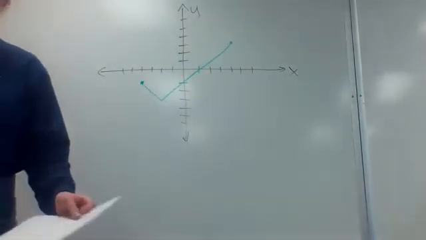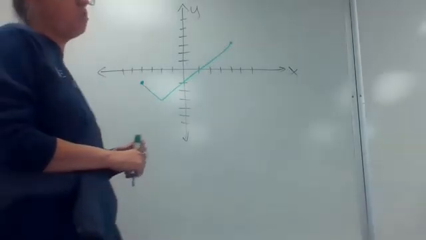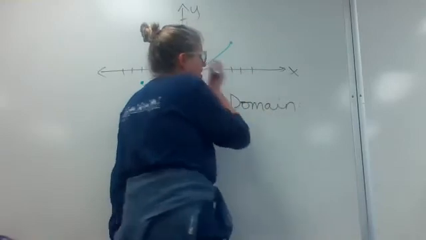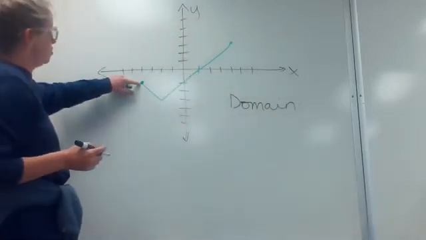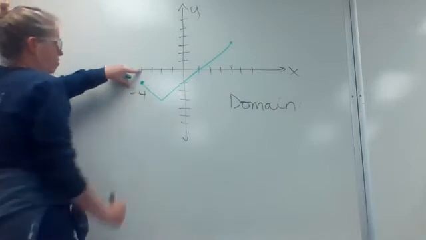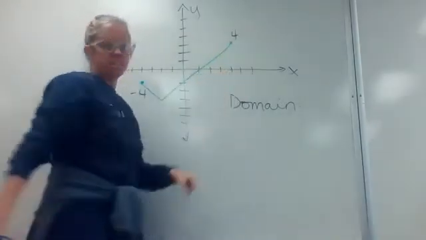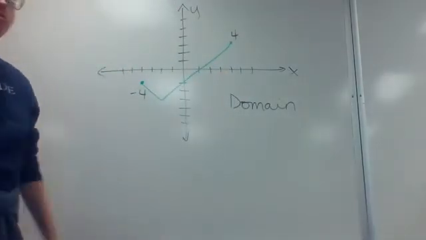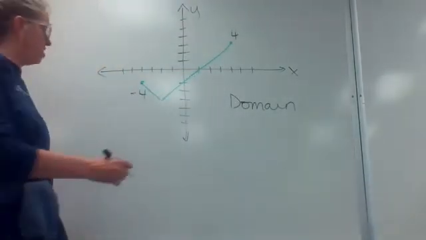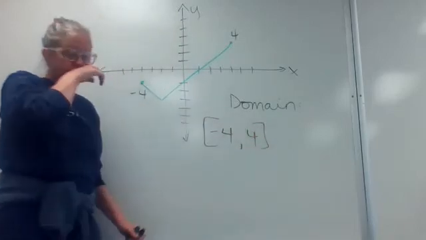All right, so here is my function. It wants me to find the domain, which means the x values that are included in this function. So what is this one's x? Yep, that one's -4. What is this one's x? Positive 4. And it includes all the x's in between there, right? Because there's no break. So the domain is from -4 to +4.